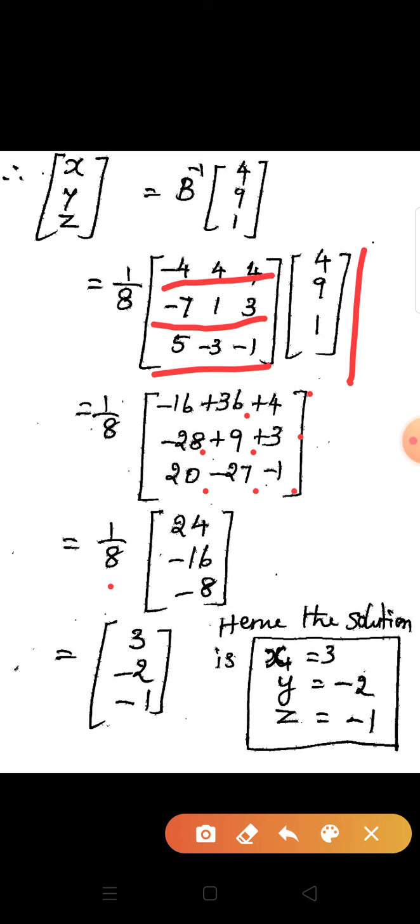Listen, 36 plus 4 is 40, minus 16 equals 24. Here minus 28, 3 plus 9 is 12; subtracting, we get the answer minus 16. Then 20 minus, we add the same sign, minus 28, we get the answer minus 8. We divide the three numbers by 8, and we get the answer 3, minus 2, minus 1.